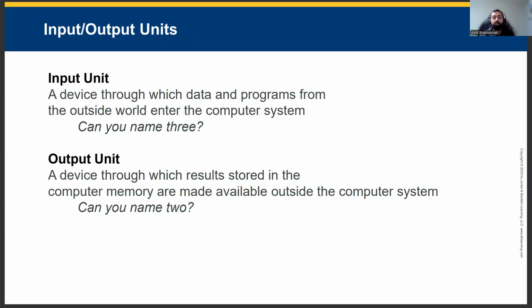Input and output devices. Input devices bring information in, for example keyboard, mouse, microphone, scanner, camera. Output devices send results out, examples: monitor or display, printer, speakers, projector. If you can point to it and it communicates with the outside world, it's an I/O device.